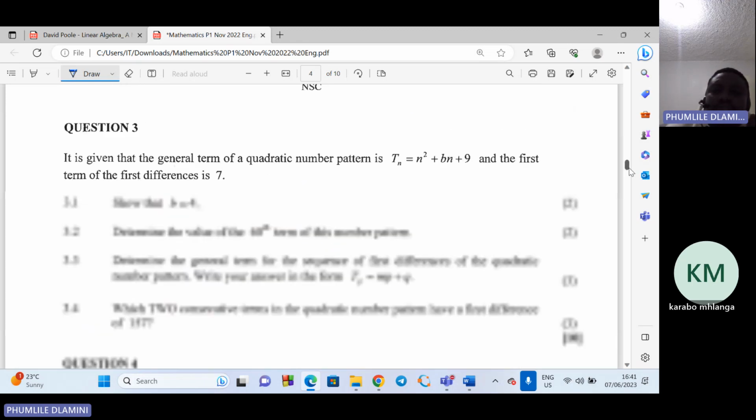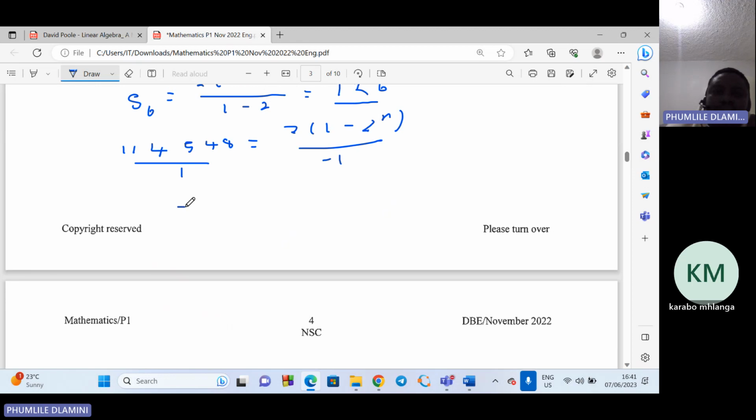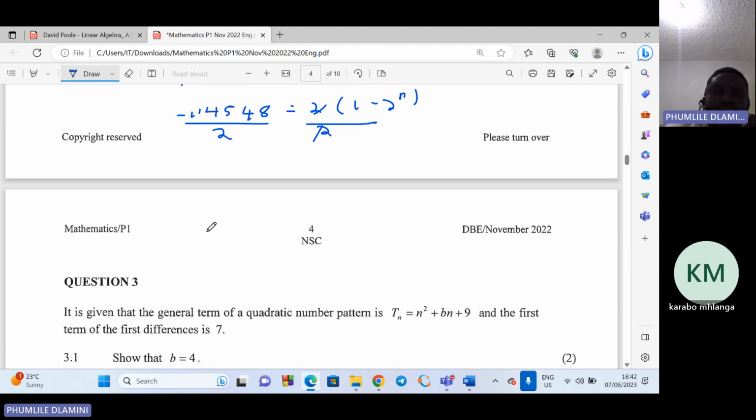When we do the cross multiplication, you will see that we're going to have negative 1,148, which is equal to 2, in brackets, 1 minus 2 to the power n. So you divide by 2 on both sides. We want to eliminate these 2s. When you divide by 2, you can check with your calculator the answer you're going to get, but I know that you're going to be left with 1 minus 2 to the power n equals that. What is the answer here when we divide by 2?